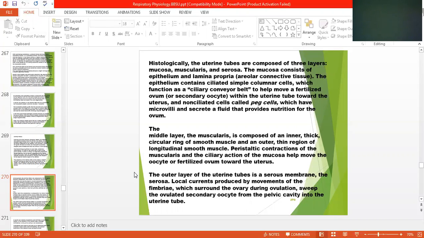The epithelium contains ciliated simple columnar cells, which function as a ciliary conveyor belt to help move the fertilized ovum or secondary oocyte within the uterine tube towards the uterus, and non-ciliated cells called peg cells, which have microvilli and secrete the fluid that provides nutrition for the ovum.